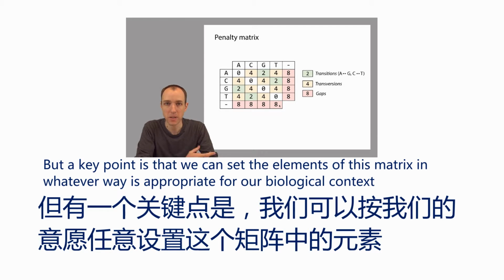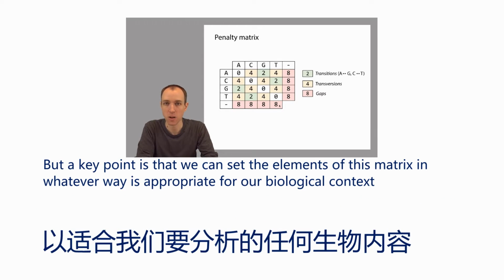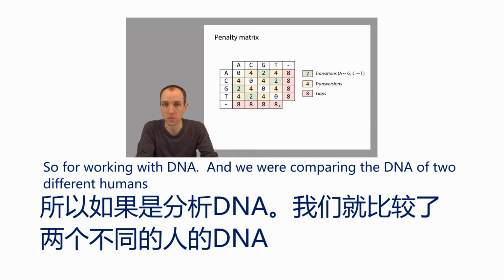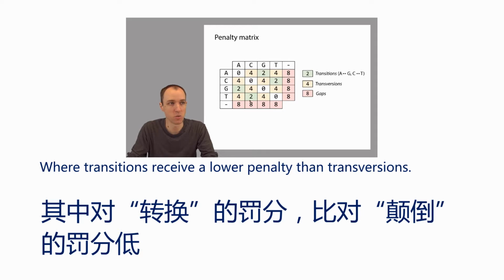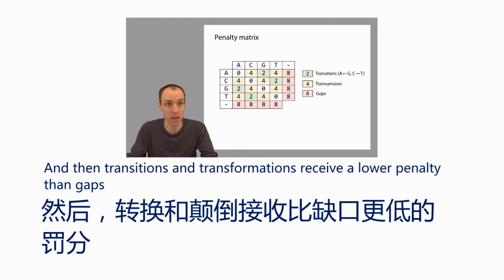But a key point is that we can set the elements of this matrix in whatever way is appropriate for our biological context. So if we're working with DNA and we're comparing the DNA of two different humans, then we might use a substitution matrix like this, where transitions receive a lower penalty than transversions, and then transitions and transversions receive a lower penalty than gaps.